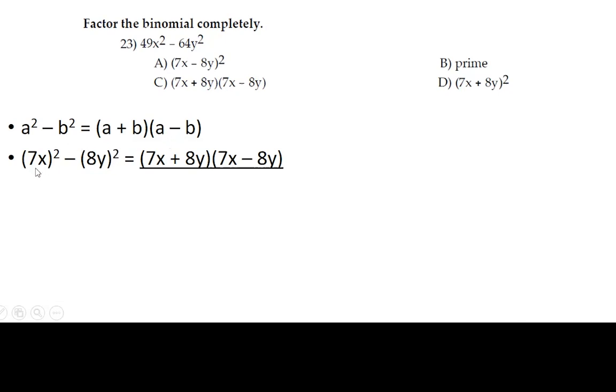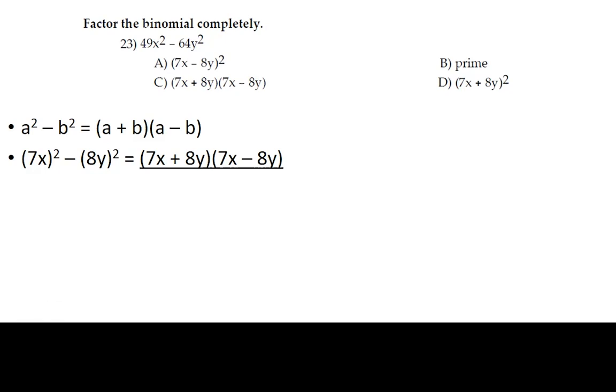We square 7x to get 49x squared. We square 8y to get 64y squared. That means a is 7x and b is 8y. Put them in the binomials, one add, one subtract: 7x plus 8y times 7x minus 8y.